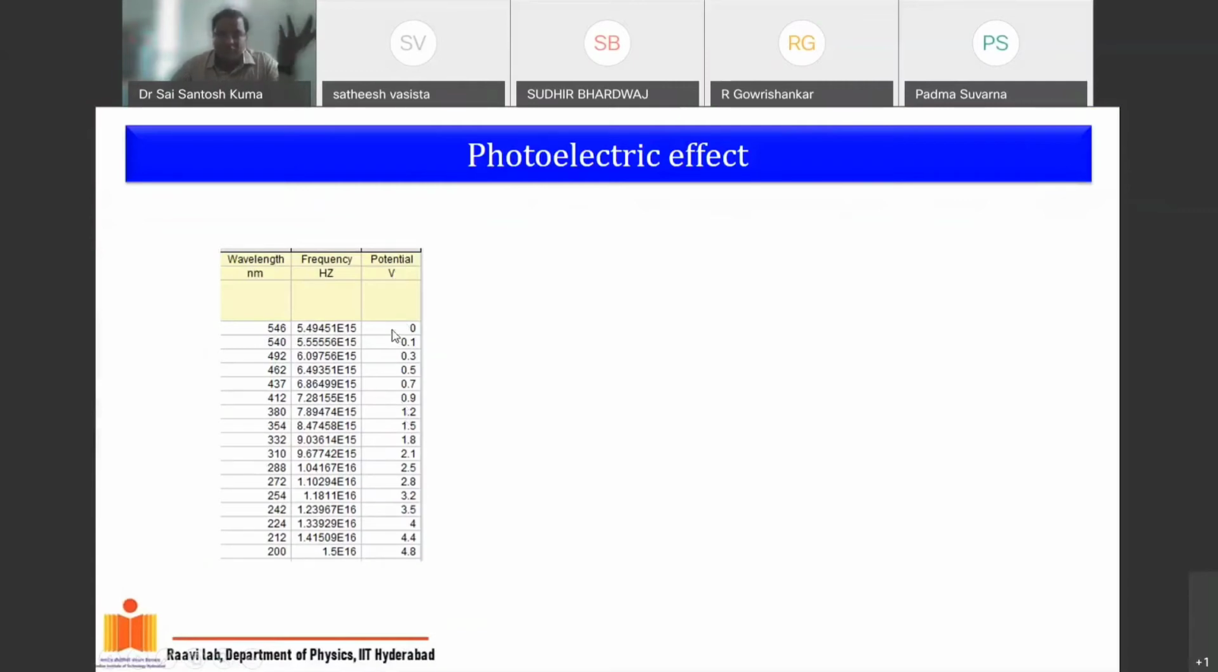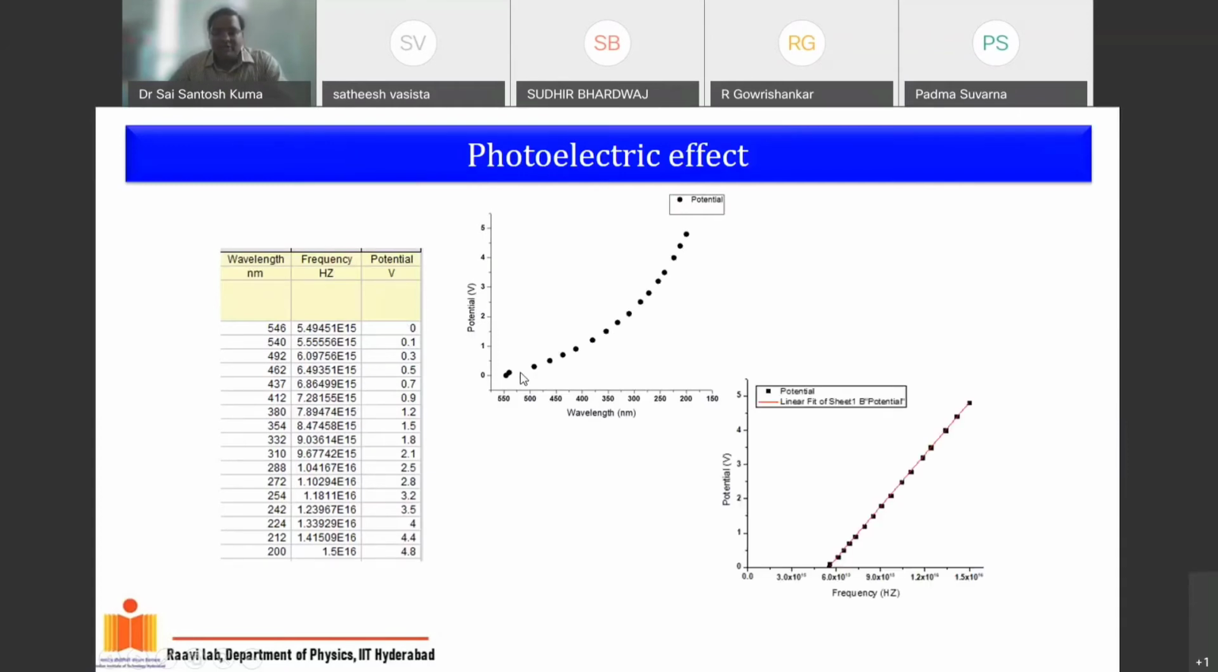Okay, it is negative, so stopping potential is negative. We know that, so I just put it as positive values here. So this is what I had done. I used Origin to do all these things, so it is easier for me to plot. When I plot the potential versus wavelength, I see the variation to be, as you see here, as per the theory which we learned.